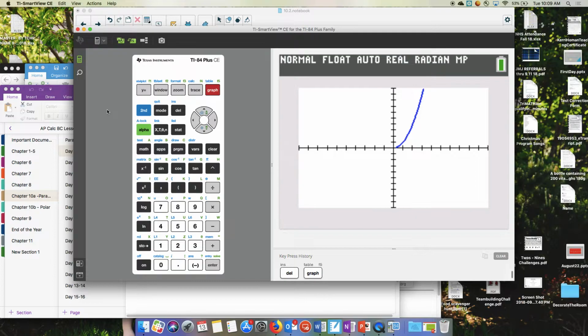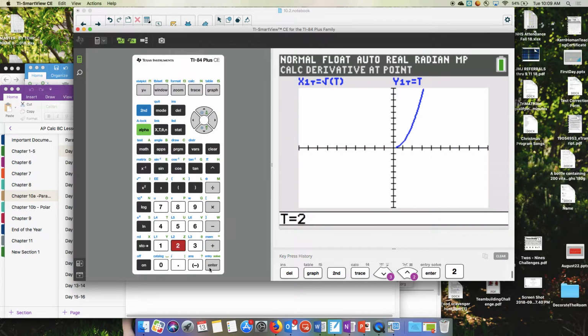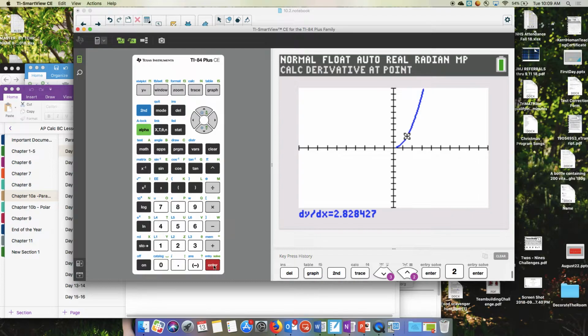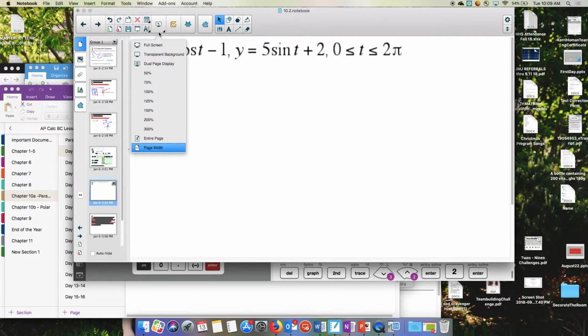Okay, so it is important to know how to graph parametric equations in your calculator because you could need that on maybe the calculator portion of the AP test. You can still do everything like second calculate. You can calculate dy/dx, dy/dt, and dx/dt, which we will talk about tomorrow. But dy/dx, if I put in a value, it'll give it to me. Okay, but we'll talk about how to find those algebraically tomorrow. So, back to our notes. Please write this one down.